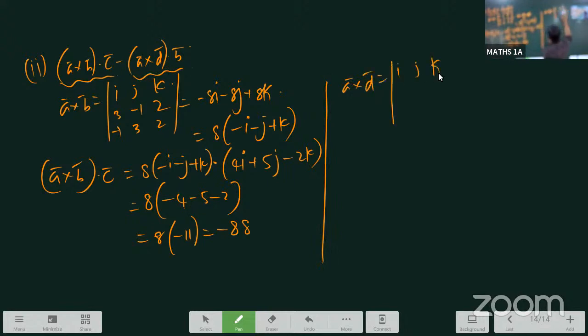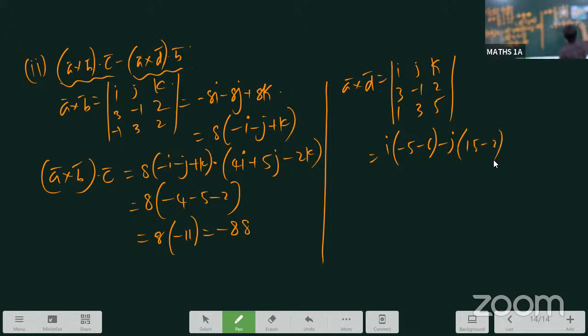I, J, K. What is A? 3 minus 1, 2. What is D? 1, 3, 5. That is I into minus 5 minus 6. Minus J into 15 minus plus K into 9 minus 1. That is minus 11I. 15 means 13J plus 10K.